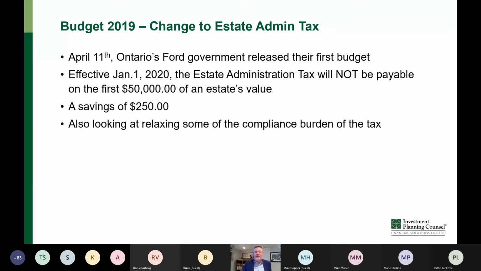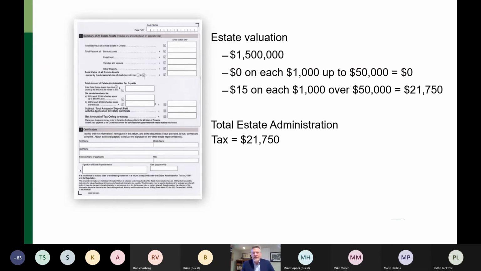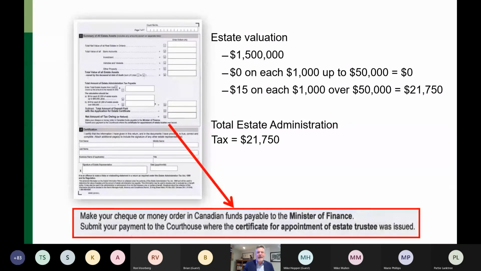They're also currently looking at relieving some additional tax burden going forward. So let's look at how much an estate valuation could be currently. Let's look at a $1.5 million estate. What we're not doing now is paying on the first $50,000. So we're saving that first bit of money, $250, as I mentioned. But thereafter, after the $50,000, you're paying $15 on each $1,000, which in this case, for a $1.5 million estate, you're looking at about $21,750 in what used to be called a probate fee. Now it's called your estate administration tax. And just as an FYI, that would now be payable to the Ministry of Finance.